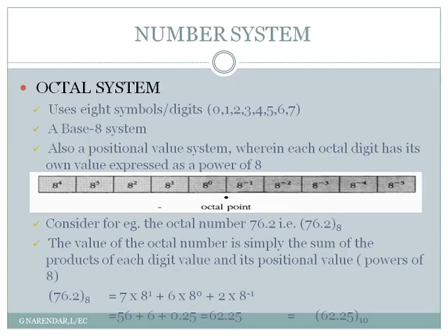So we'll take one such octal number, 76.2. Here also we cannot read it as seventy-six point two, because it is not from our decimal number system. We have to read it as seven six point two. Then what is the value of this octal number 76.2? Like how we found the value of a decimal number or binary number, similarly, we will find the value of the octal number.